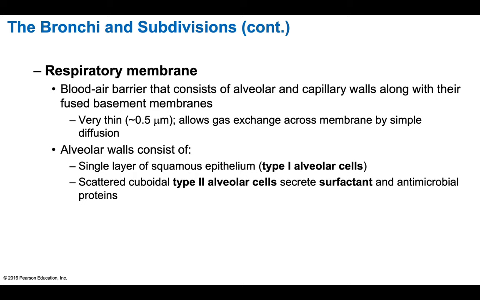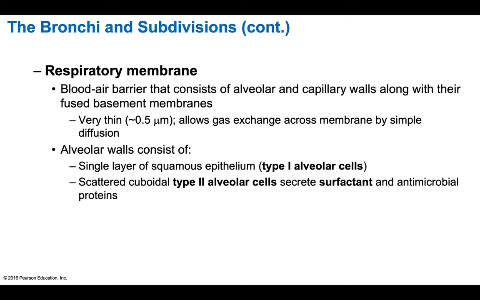In addition to being surrounded by a basement membrane, the wall of the alveoli are made up of primarily a single layer of squamous epithelial cells called type 1 alveolar cells. The external surface of the alveoli are covered densely with pulmonary capillaries. This resulting blood-air barrier has blood flowing past on one side and gas on the other side. Gas exchange occurs by simple diffusion across the respiratory membrane with oxygen passing from the alveolus into the blood and carbon dioxide leaving the blood and entering into the alveolus.